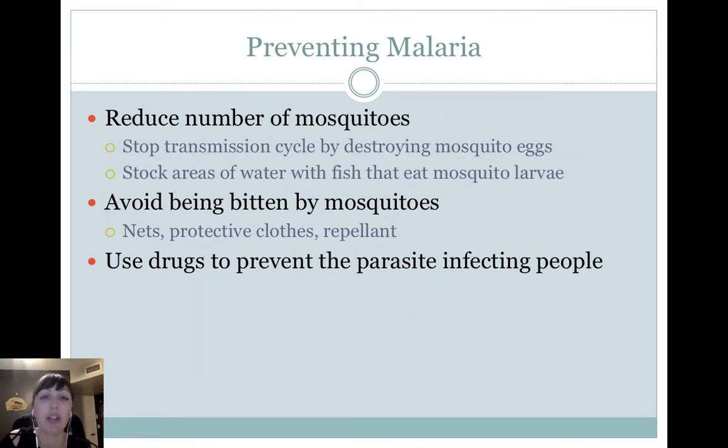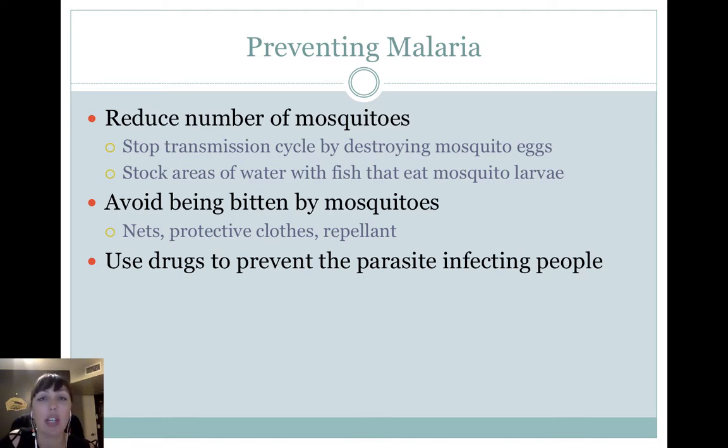And to prevent malaria. The number one way people have gone about preventing malaria has been through the reduction of mosquitoes. This stops the transmission cycle by destroying mosquito eggs, and by stocking areas of water with fish that eat mosquito larvae. Another way is to avoid being bitten by mosquitoes. So if you're going to be in an area where malaria is present, use sleeping nets, protective clothes, and repellent. And also you can use drugs to prevent the parasite from infecting people.